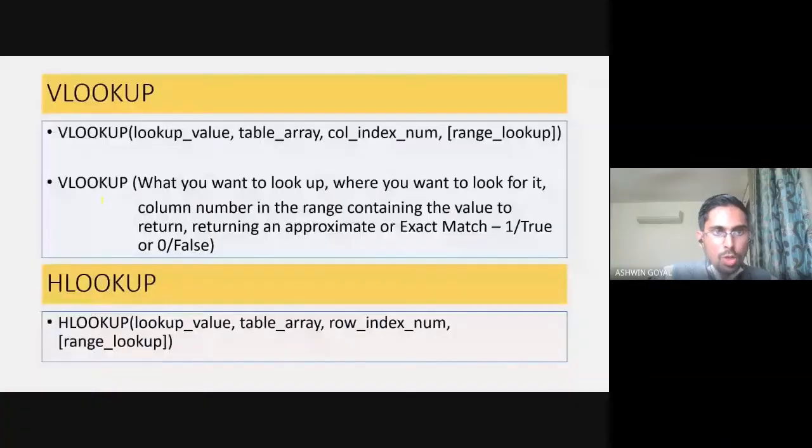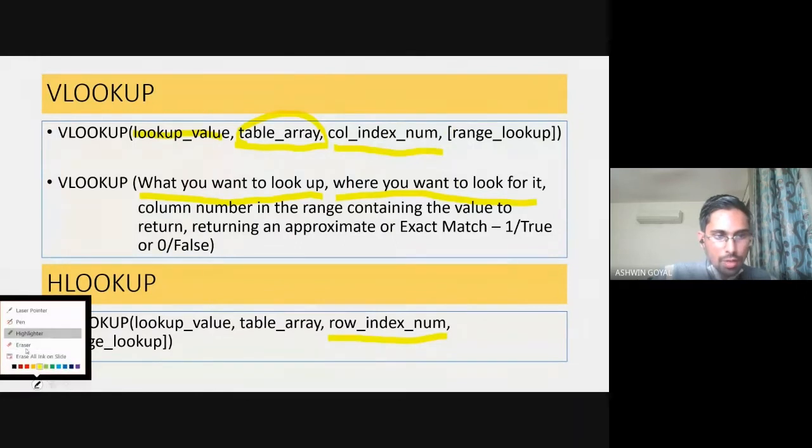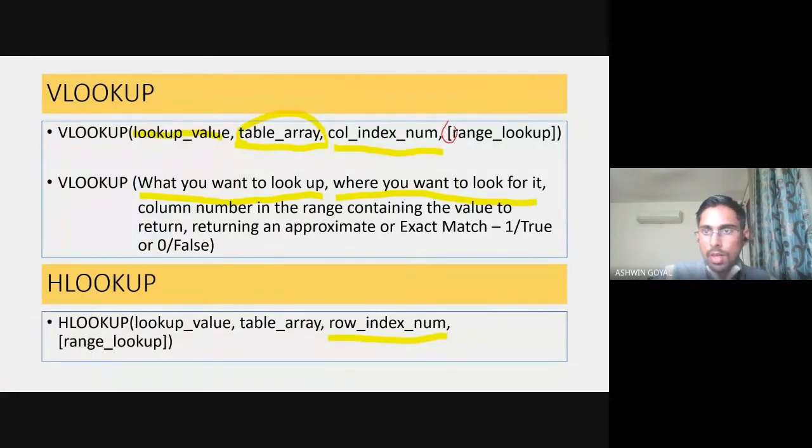So I've told you the syntax for both of these. We look up first as the lookup value. What do you want to look up for? Then we have the table array. What is the table array that we are looking up in, where you want to look for it? And then we have the column index num, or in case of HLOOKUP, we have the row index num. That is all. Then this is an optional field. I told you yesterday that wherever we have these square brackets, there's an optional field. And it returns an approximate or exact match based on 1 or 0. So 1 means approximate match and 0 means exact match here, or you can write true or false. 1 means true and 0 means false. So that is HLOOKUP and VLOOKUP.